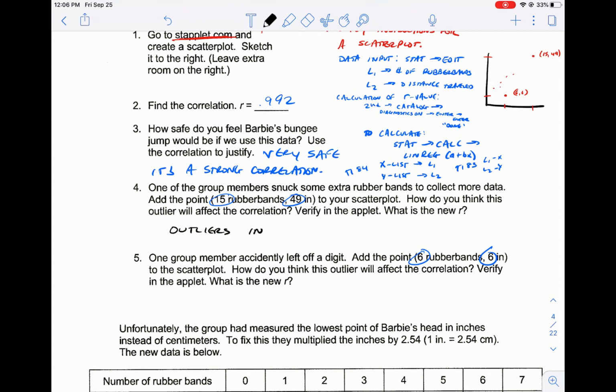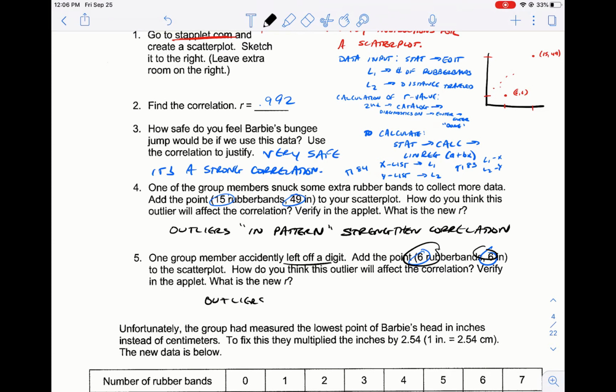Outliers in pattern strengthen the correlation. Because there's a baseline assumption that if the line kept going, they would be close to the line, x and y, so as x increases, y increases. One accidentally left off a digit, so that's how we end up with the 6 and the 6. So how do I think it will affect it?